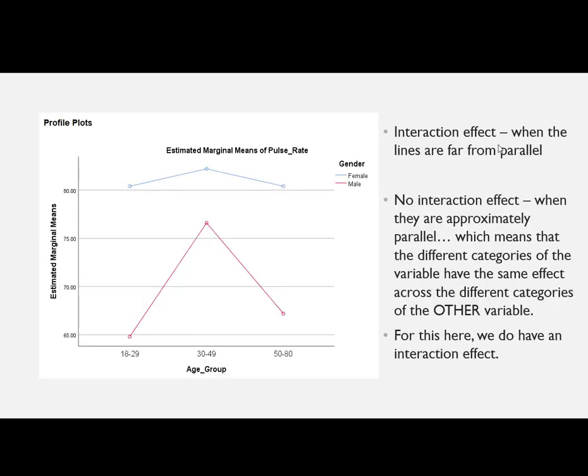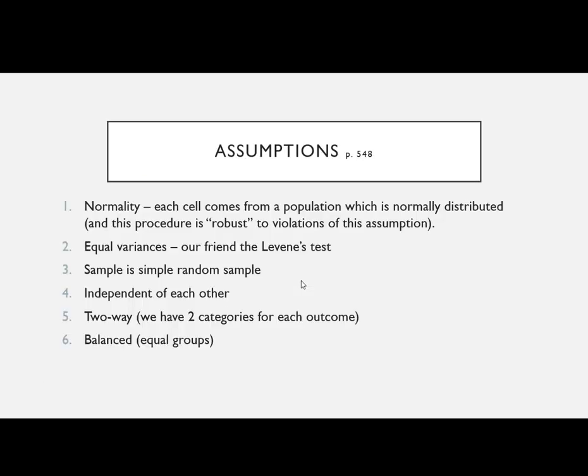So an interaction effect is when the lines are far from parallel. Here we have female is the blue line and male is the red line. And you can see that these are not parallel, right? We have this kind of peak here in the male group. So when there's no interaction effect is when they are approximately parallel, which means that the different categories of the variable have the same effect across the different categories of the other variable. For this here, we do have an interaction effect, and I'll explain that.